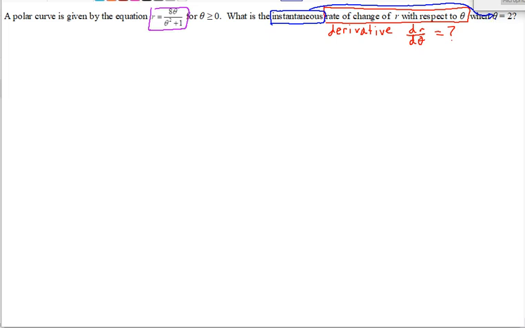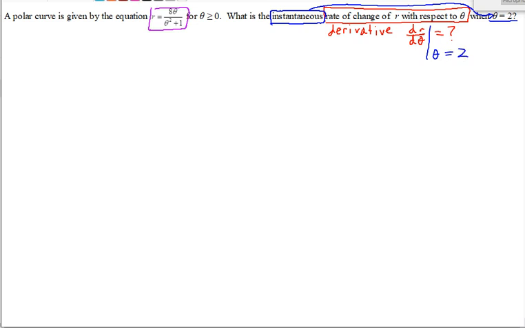So it might look a little weird having that angle that doesn't have pi with it. But remember, radians are just numbers. They're just often written with pi, but they don't have to be. So we're looking for dr d theta specifically when theta is 2.